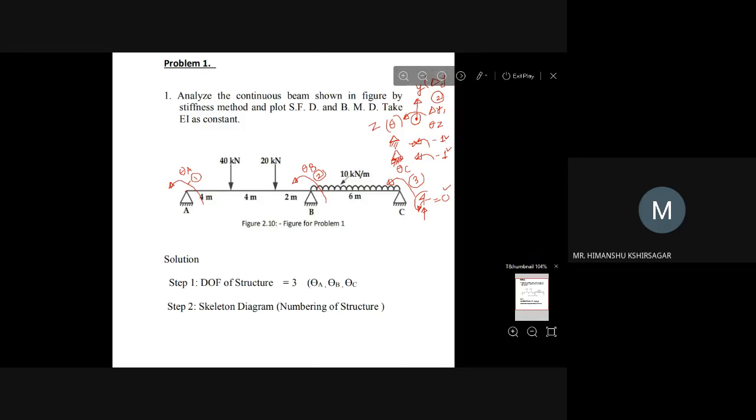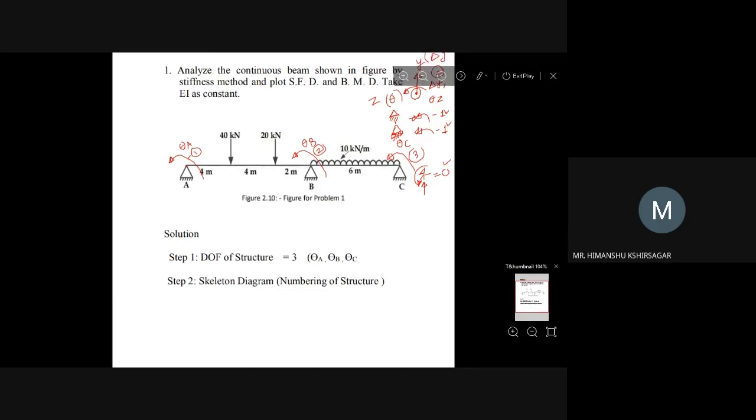Okay. I think you have understood. This is the degree of freedom, how we found the degree of freedom of this structure: theta A, theta B and theta C. Only rotational displacement will be possible. So these 3 values we have to find using the stiffness method: theta A, theta B and theta C.